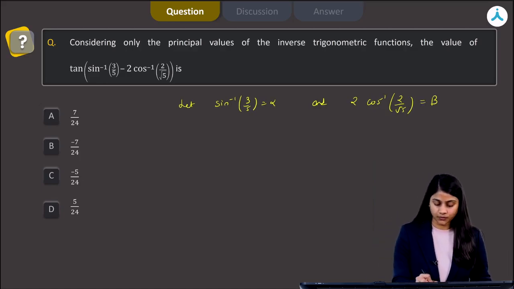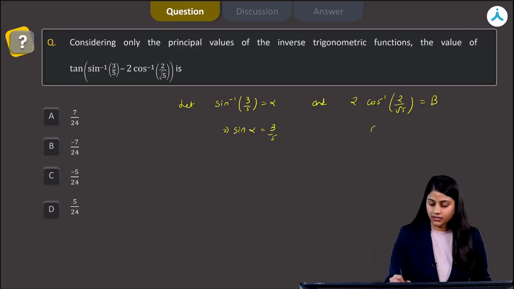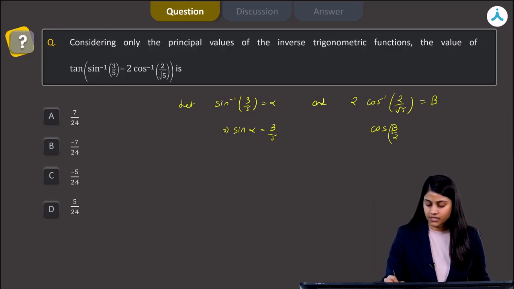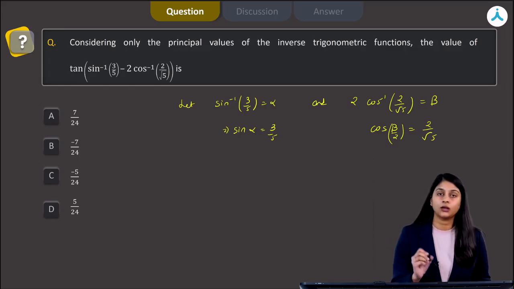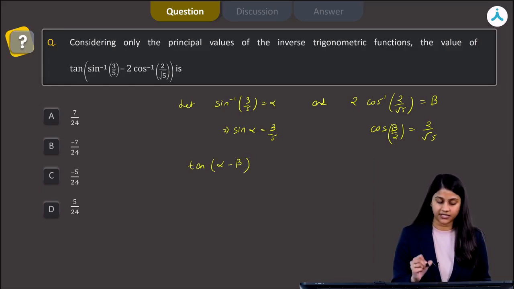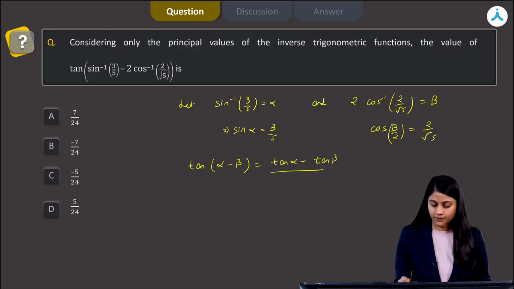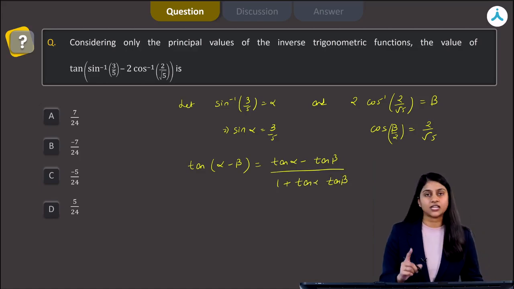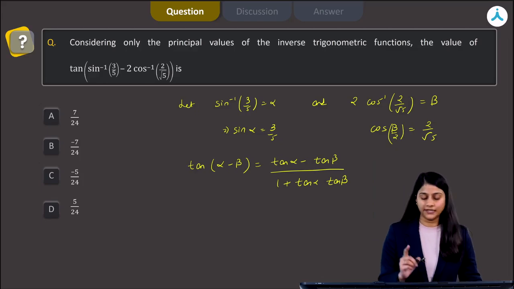So we can write sine alpha is equal to 3 by 5 and cos of beta by 2 is equal to 2 by root 5. So that means we just have to calculate the value of tan of alpha minus beta here, and that will be equal to tan alpha minus tan beta divided by 1 plus tan alpha into tan beta. So we just have to calculate the value of tan alpha and tan beta here.